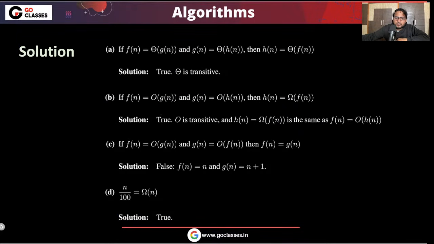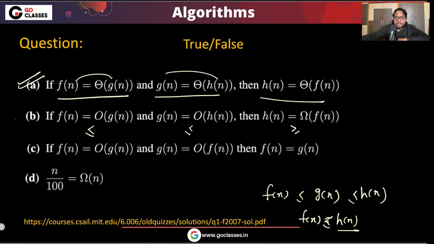Okay, let's just check other options also. So yes, A and B are correct. Now what about C? If fn is order of gn and gn is order of fn, which means again they are saying this is less than or equal to, then this is also less than or equal to, then they are okay. Yeah, this is interesting. Can you tell me this?